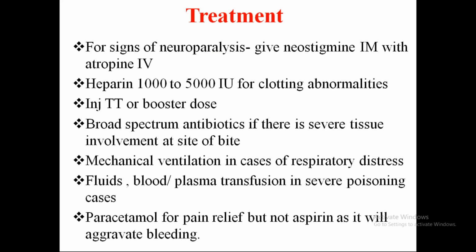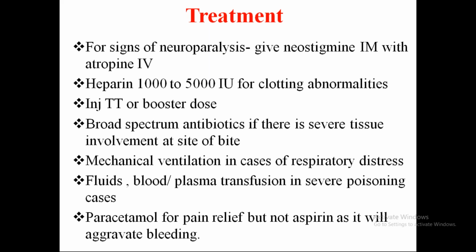So we know that cobra bite causes ptosis, ophthalmoplegia, paralysis of extraocular muscles, paralysis of the facial muscles, and paralysis of the palate and tongue. So in order to reverse this paralysis, we can give neostigmine intramuscular along with atropine intravenous, and then we can give heparin 1000 to 5000 international units for clotting abnormalities. And then TT should be given, tetanus toxoid, either initial dose or booster dose, because definitely it is an outside bite, it is not a clean bite, so we have to give a TT.